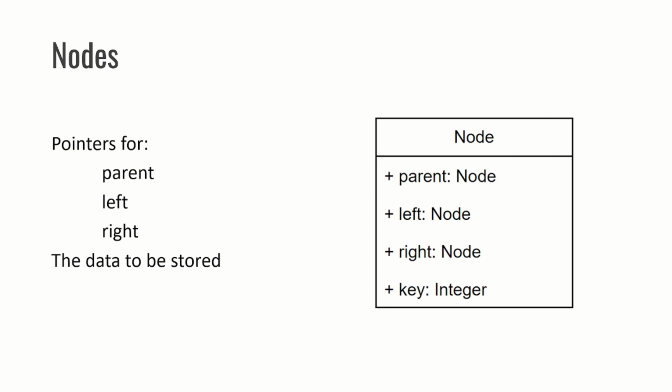We're going to implement this in object-oriented programming. We would have a node class, and there would be these attributes. So we're going to maintain a pointer to the parent of each node. We'll have the left and the right child as a pointer to the node as well. And then we'll store the data. Here there's an attribute called key, which is just going to be an integer for this case, which is going to be the data to be stored.